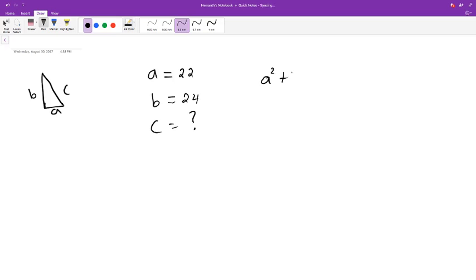So a squared plus b squared equals c squared. This is our formula. So let's plug in a. 22 squared plus b is 24. 24 squared equals c squared. Okay, give me a moment to calculate those numbers. A bit too big. Yeah, I'm not very good at picking examples. Okay, so this one's 484.